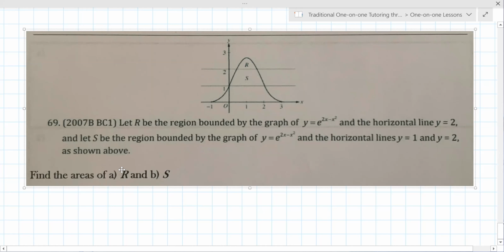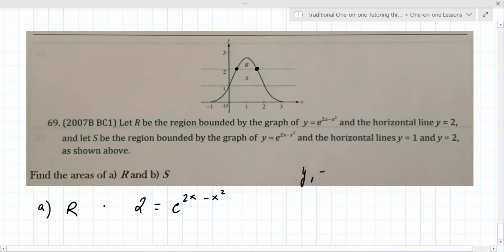Part A is to find R, and that says calculator is okay. I believe it said that, because you can't do this without a calculator. You need to find these intersection points. By hand, you're like, all right, I can do this by hand, right? I'm a pretty good math student. 2 equals e to the 2x minus x squared. You have to take a natural log of both sides, then use the quadratic formula, and you won't get it.